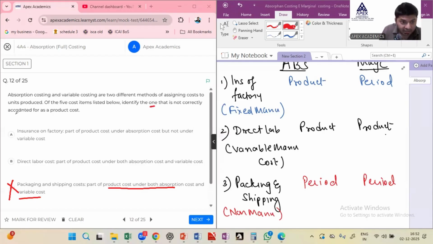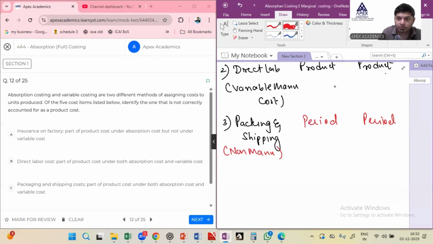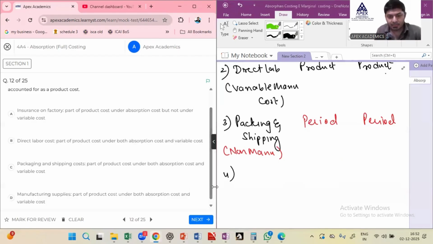Identify the one that is not correctly accounted for as a product cost. This is not correctly accounted for as a product cost. It should be a period cost, and we have clarified that in our notebook solution, which you can see adjacent to our screen. Let us go to the fourth one. The classification is important. Packing and shipping cost. Okay, done. Now option number D, manufacturing supplies. Please try to understand.